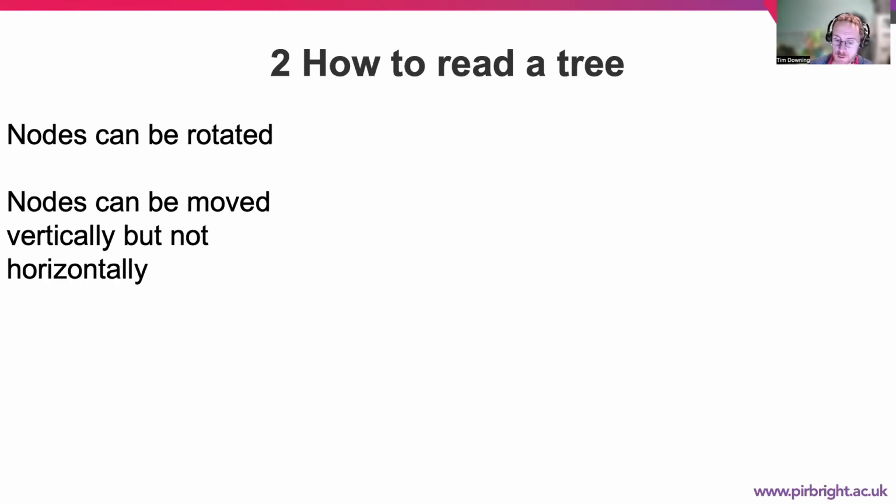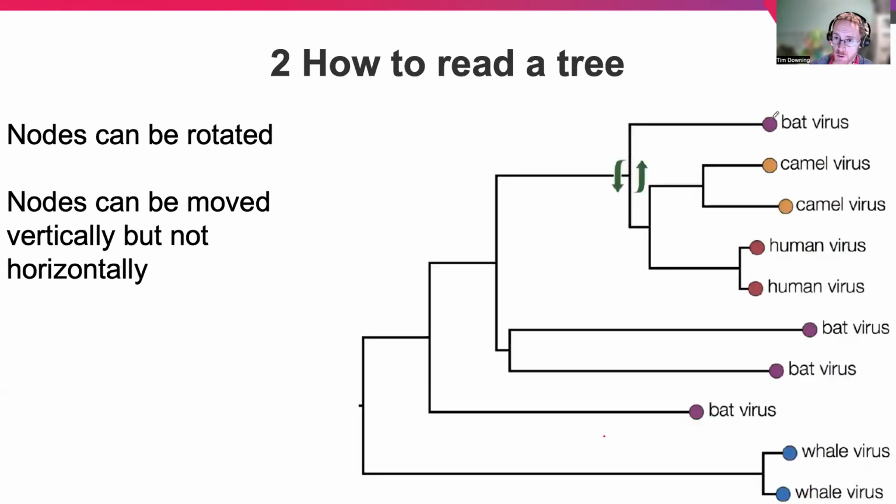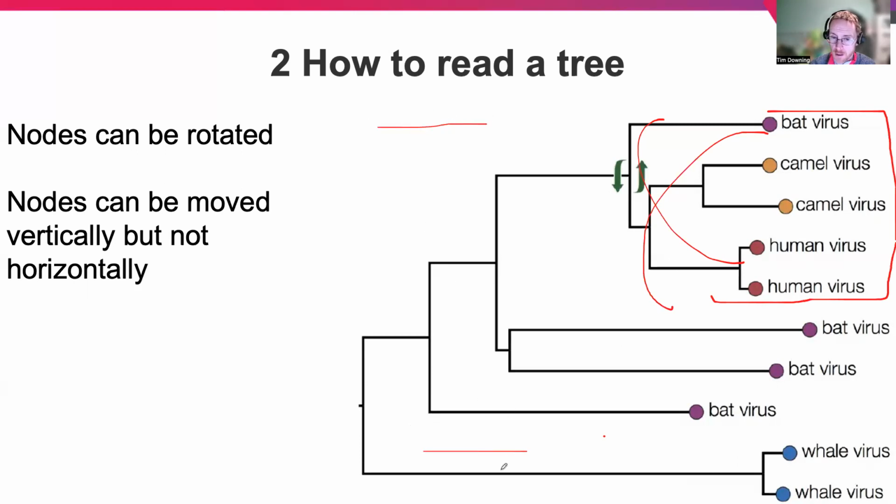So it's worth noting in trees that when we have a tree, that nodes can be rotated, so we can switch the bat, camel, and human viruses here. We can rotate them vertically and have the humans up here and the bat one down here. It makes no difference in terms of the tree. So the structure of the tree is cosmetic, but it's notionally logical to sort the trees by the genetic distance to have the ones that are most divergent either at the top and bottom, and then gradually go down, as you can see here, across this tree. It makes it easier for a viewer to interpret.